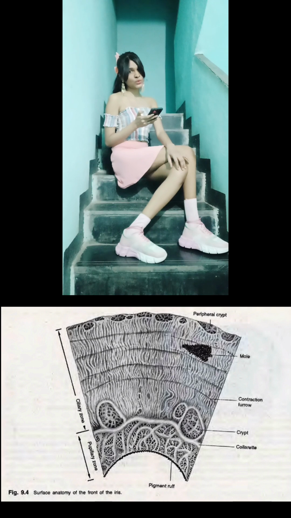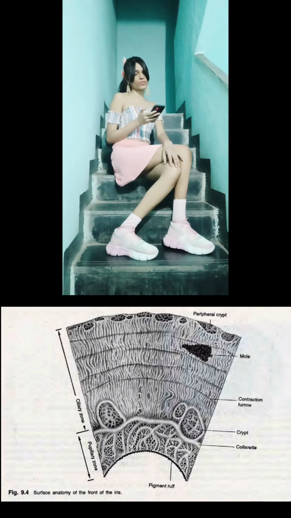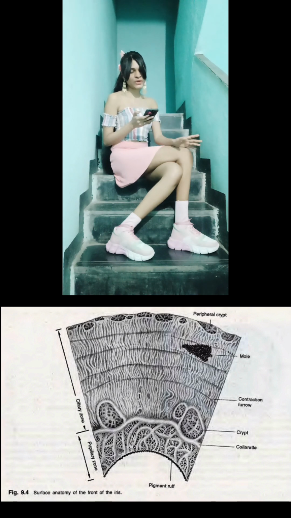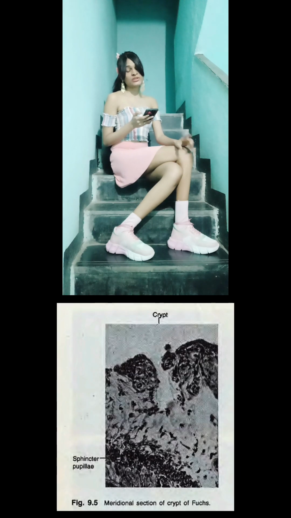So, the collarette divides the anterior surface of the iris into two parts: the ciliary zone, the outer zone, and the pupillary zone, which is towards the center, towards the pupillary edge. You can see the crypts, peripheral and central, in the ciliary zone and in the pupillary zone also. You will see the pits. These are small or large depressions. These are larger towards the center, and towards the periphery they are smaller. This is what this book is telling.